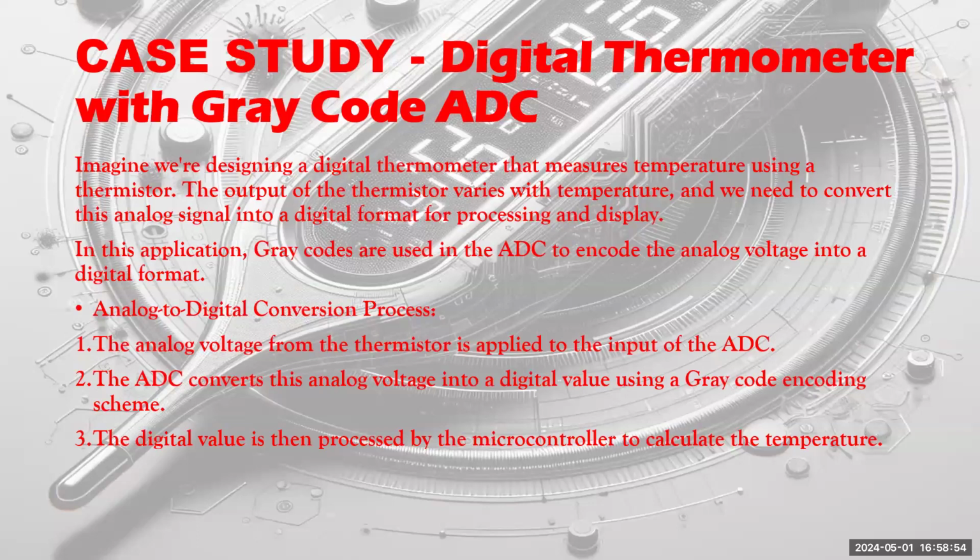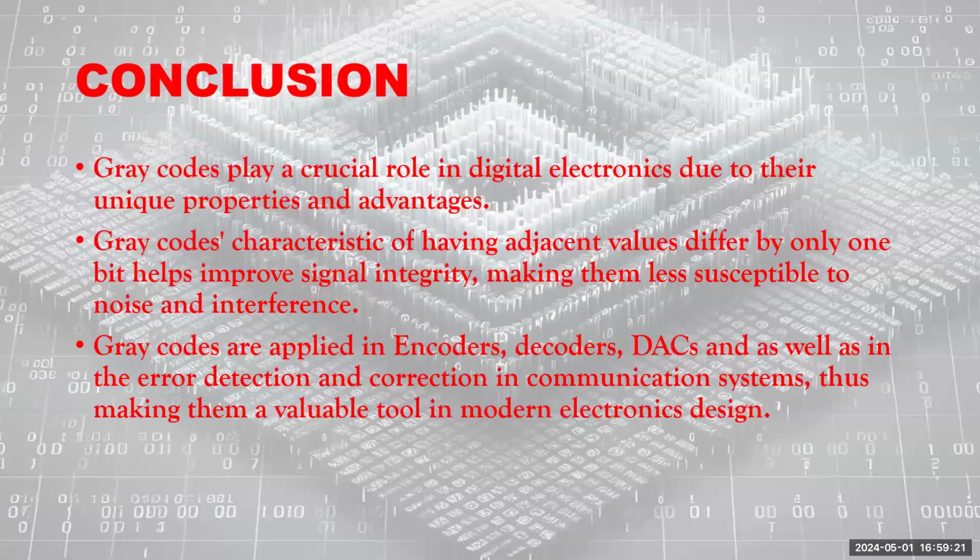So this unique property of the gray codes makes it an excellent choice for applications where smooth transitions and error tolerance are essential, such as analog to digital conversion in a digital thermometer. So this is why I've used a digital thermometer to show how the gray codes help in the conversion of analog to digital signals. So coming to the conclusion.